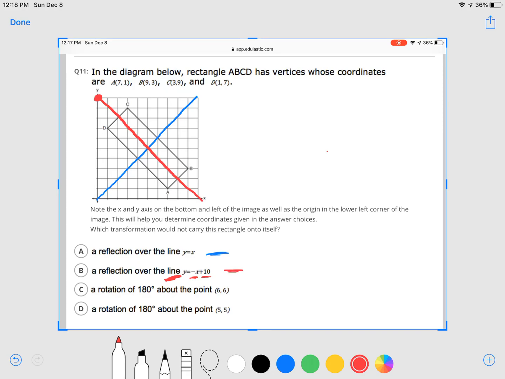Okay, so that's red. Let's do green. A rotation of 180 degrees around the point 6, 6. 6, 6, this is 1, 2, 3, 4, 5, 6. 6, 6 is right here in green. That would not work. 180 degrees would make this rectangle look something like this. That won't work. It won't land on top of itself. So C is the one that won't work. Option D would work. Option D is 5, 5, which is right here. And if you rotated the rectangle around that, then it would land back on top of itself.